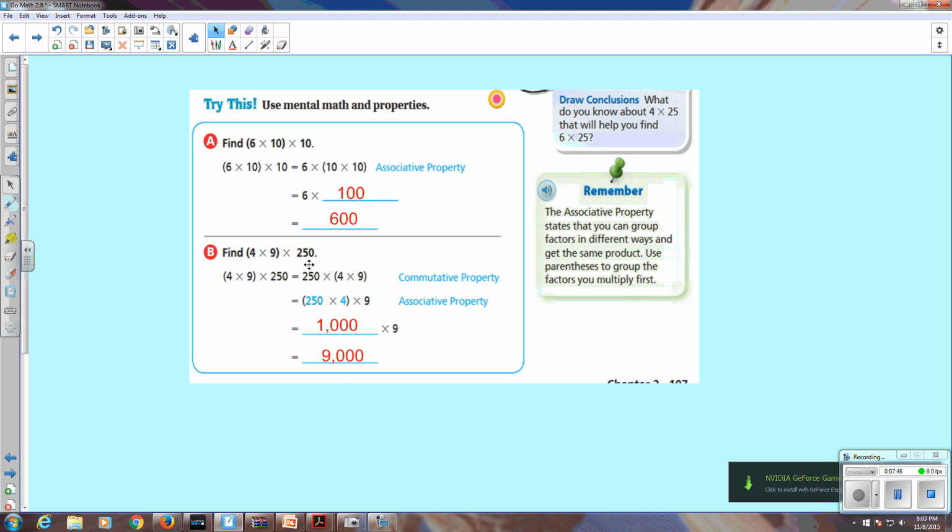Looking at this first problem seems so difficult, but by using the commutative property and switching my order of the factors, and then using the associative property, switching the grouping of the factors, I was able to easily solve this problem inside my head. I didn't need any pen or paper at all.